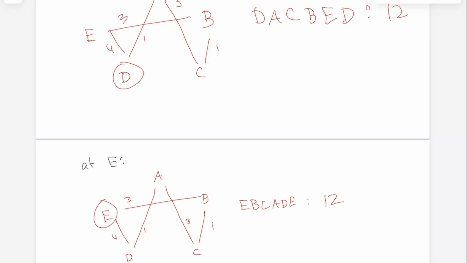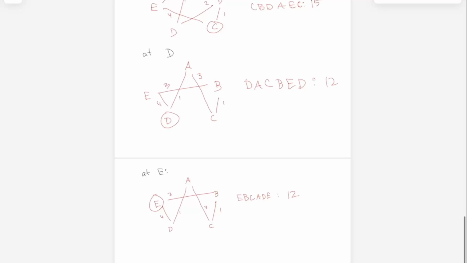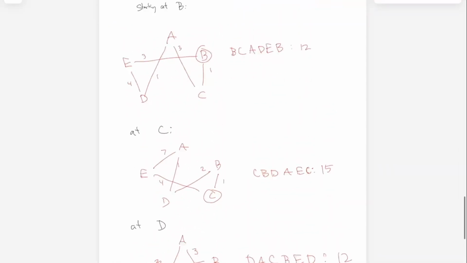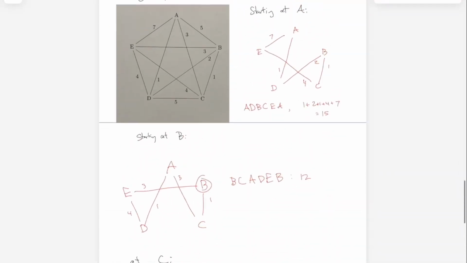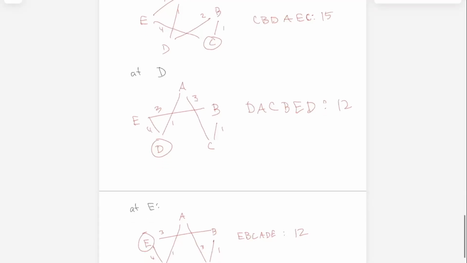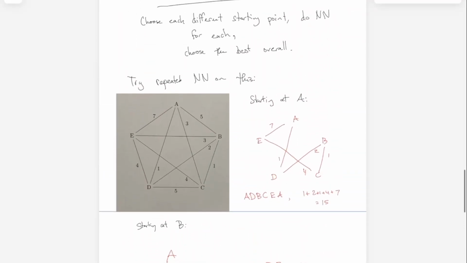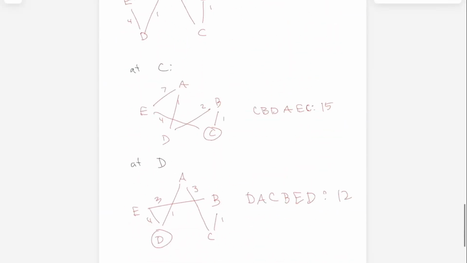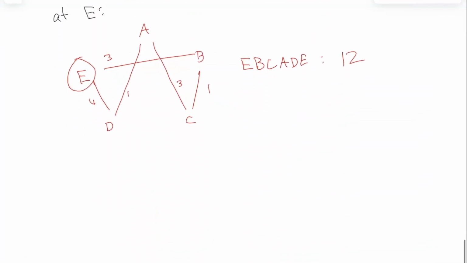So, what's my best answer overall? I had some 12s and a 15. I had 2 15s, I guess, and the rest 12s. And so the 12 is the better. Now, I said try the repeated nearest neighbor. So the best that we can find overall, the best was weight 12.